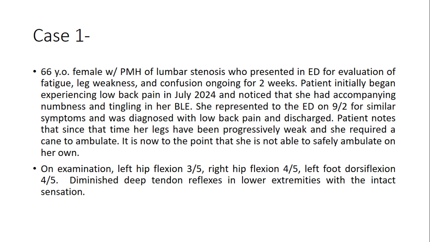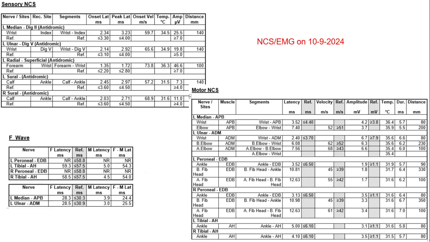On examination, she was having left hip flexion 3/5, right hip flexion 4/5, left foot dorsiflexion 4/5, right was fine, distally diminished deep tendon reflexes in the lower extremities with intact sensation. And I have some timeline highlighted. You can see the nerve conduction done in October of 24. So looking at the sensory study of this, and there are normative numbers given just below in the box. So you can look at the peak latency of all those nerves.